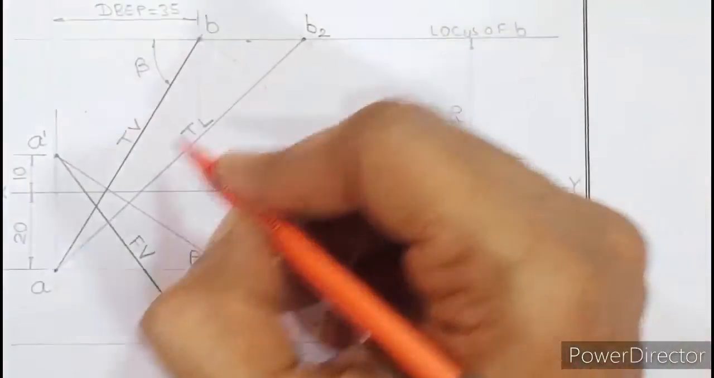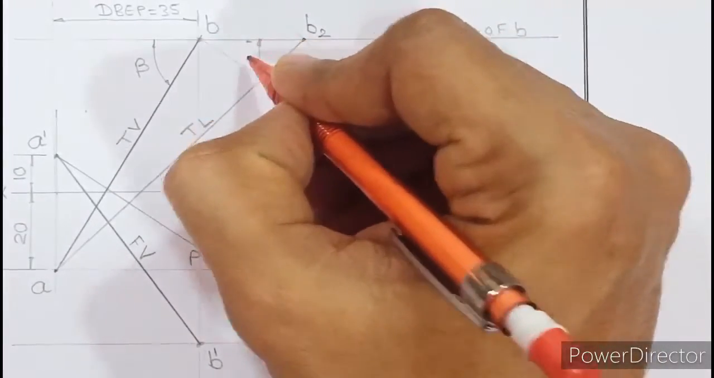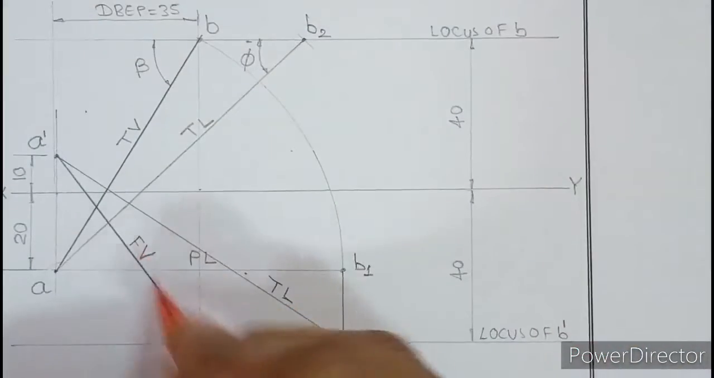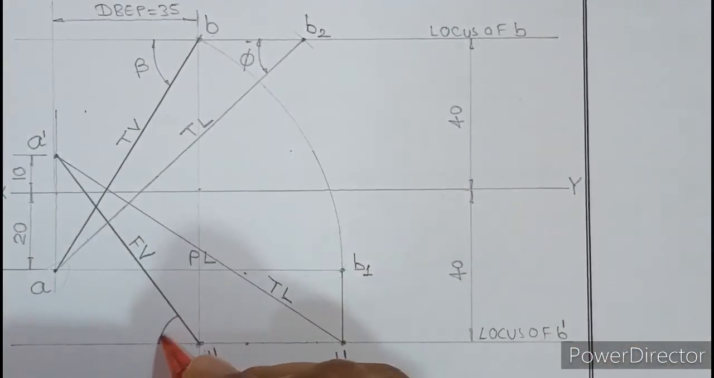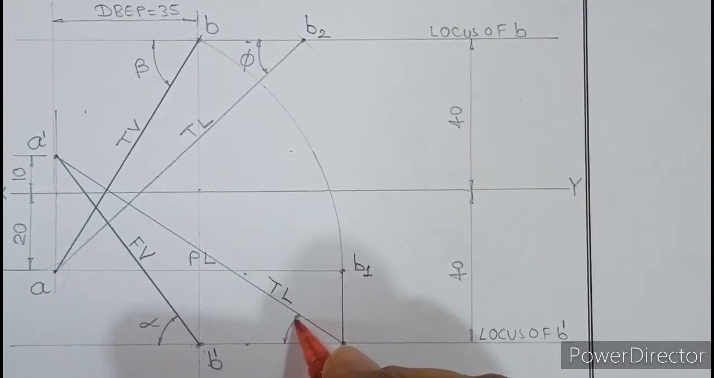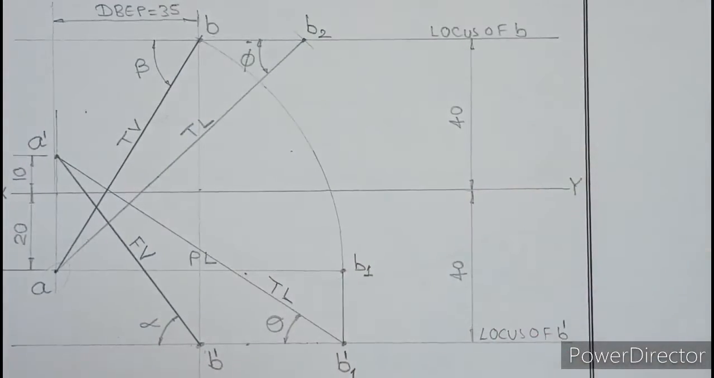Beta and phi are best friends. This true length AB2 makes phi, which is also with the horizontal, so we can name it here. Now this front view makes alpha with the horizontal, so we can name alpha on this side. And this true length makes theta with the horizontal. You can write theta over here. So we have named all the angles.